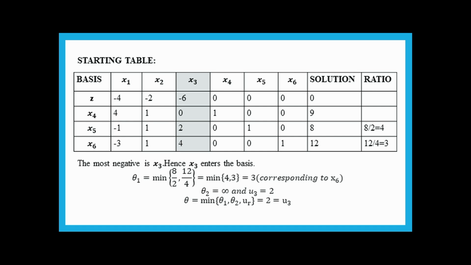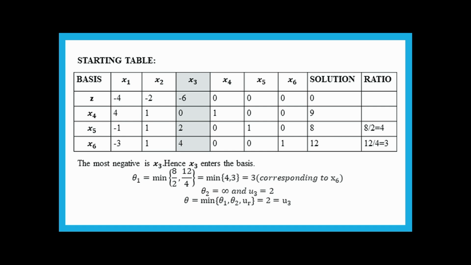Now we find theta 1 by using the formula: theta 1 is the minimum of the ratio values 8 by 2, 12 by 4. The 8 by 2 comes from the solution divided by the variable entering the basis. 8 by 2 is equal to 4, 12 by 4 is equal to 3. The minimum, theta 1, is the minimum of 4 and 3, which is 3, corresponding to x6. Here all a_rj are greater than or equal to 0, and theta 2 is equal to infinity.